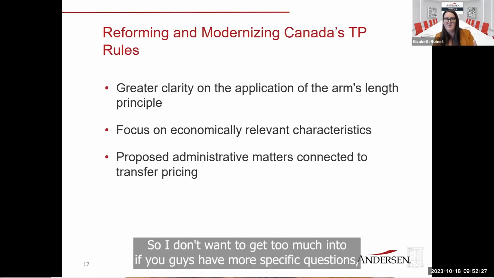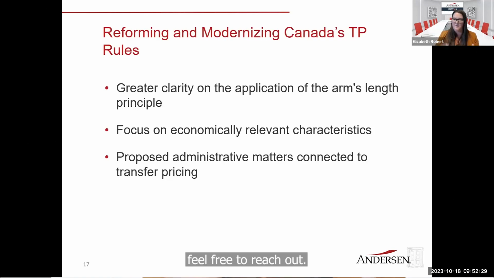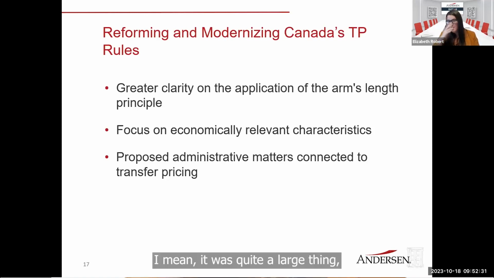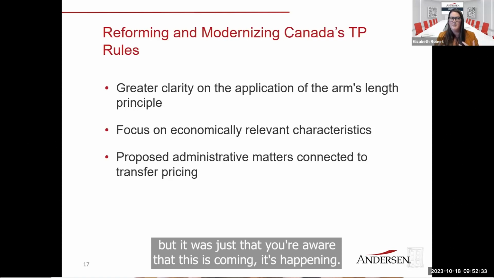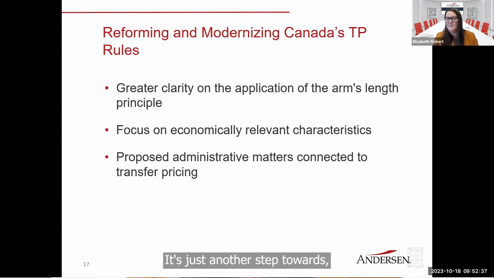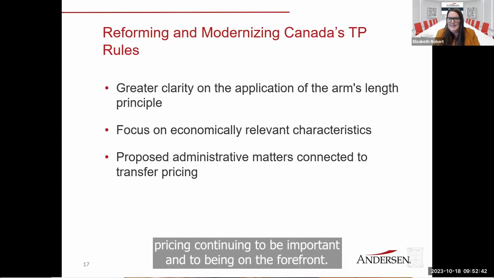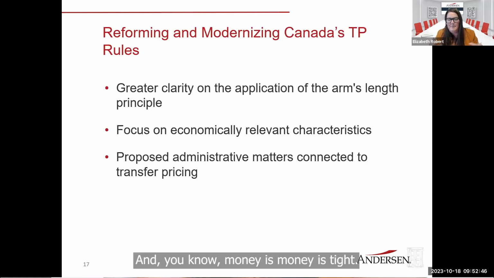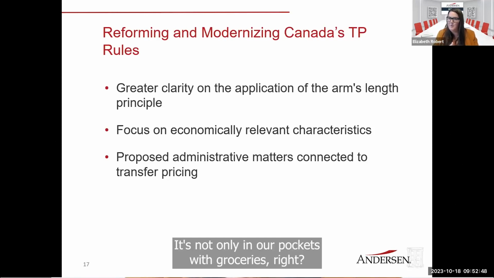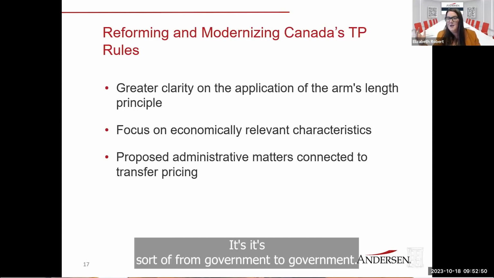So I don't want to get too much into it. If you guys have more specific questions, feel free to reach out. It was quite a large thing, but you should be aware that this is coming, it's happening. It's just another step towards transfer pricing continuing to be important and on the forefront. And money is tight. It's not only in our pockets with groceries, it's from government to government.